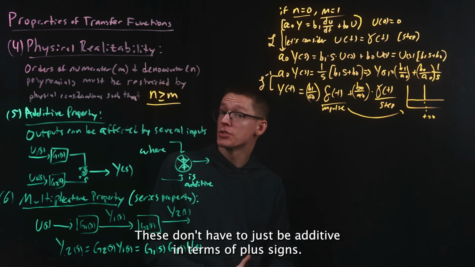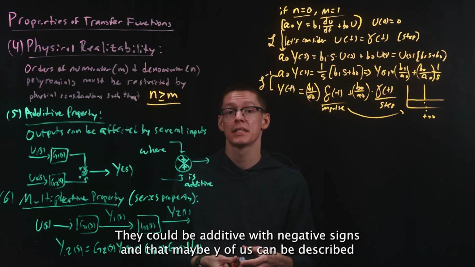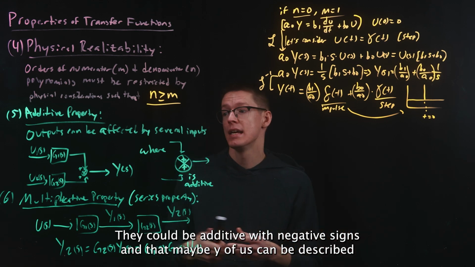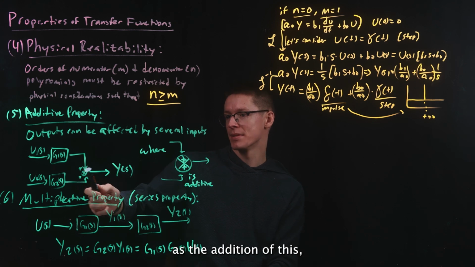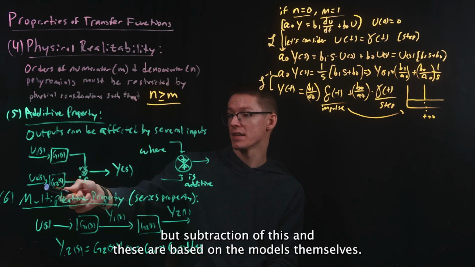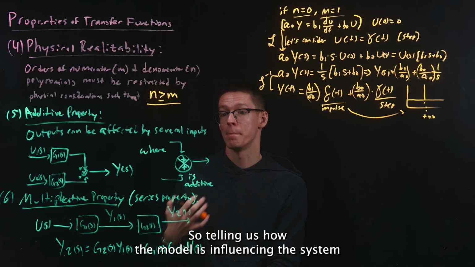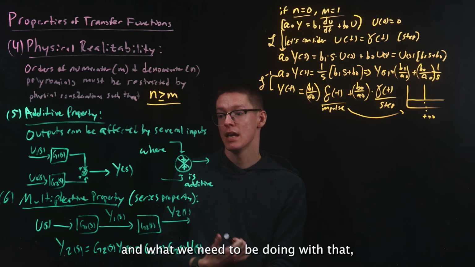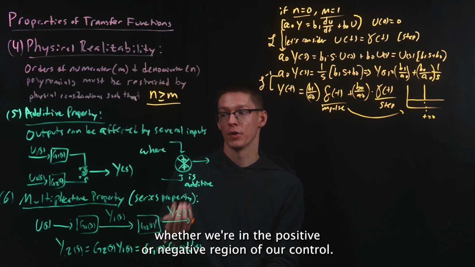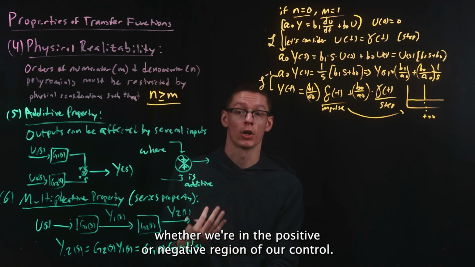These don't have to just be additive in terms of plus signs, they could be additive with negative signs, and maybe y of s can be described as the addition of this but subtraction of this. And these are based on the models themselves, telling us how the model is influencing the system and what we need to be doing with that, whether we're in the positive or negative region of our control.